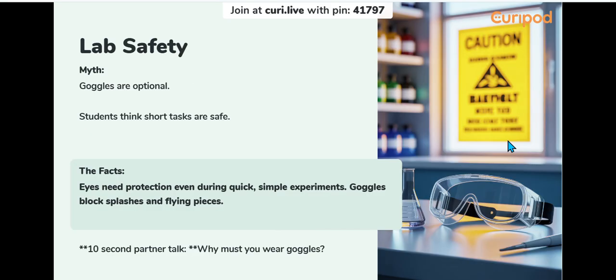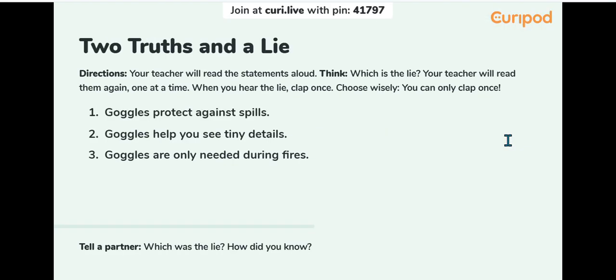So now, lab safety. Myth. Goggles are optional. Student thinks short tasks are safe. The fact. Eyes need protection even during quick, simple experiments. Goggles block splashes and flying pieces. So take 10 seconds to partner talk with someone. Why must you wear goggles? Okay, so two truths and a lie.